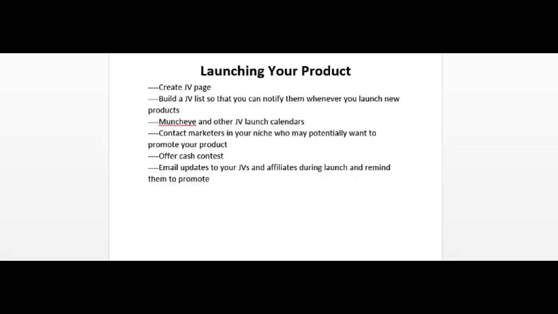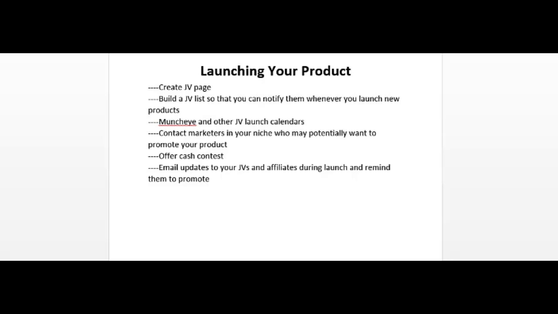I scan JV launch calendars such as Monetize for products to promote, and that's what I recommend you do. When you have a product launch coming, list your product on one of these many JV launch calendars, such as Monetize. I just use Monetize, but if you want, you could use other JV launch calendars. What I'm talking about is websites where they list upcoming product launches, because you want to get exposure and you want affiliates to take notice of your upcoming product launch.